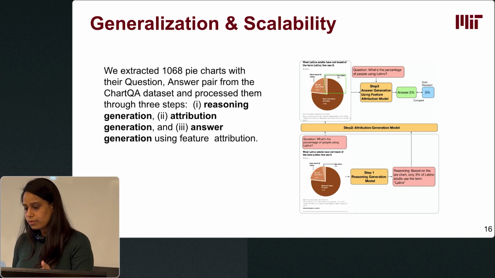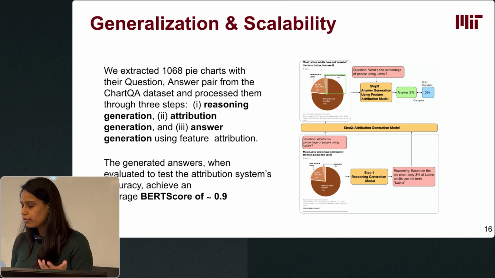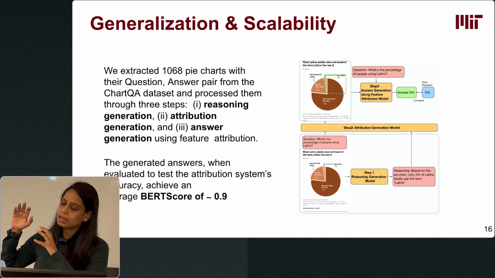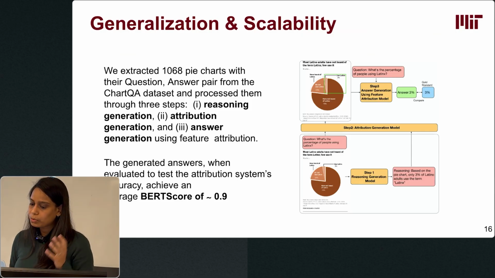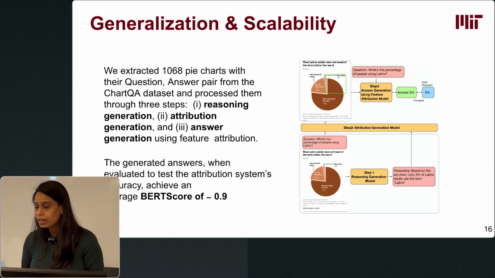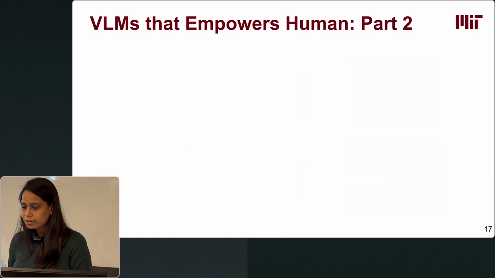So we were able to generalize and scale the system, and we found that the generated answer achieved a score of 0.9. It means that the framework, which is as simple as incorporating reasoning steps in an open source model, helps us improve the attribution capability for charts. This is also what is running in the backend of Adobe's Acrobat right now for chart attribution.